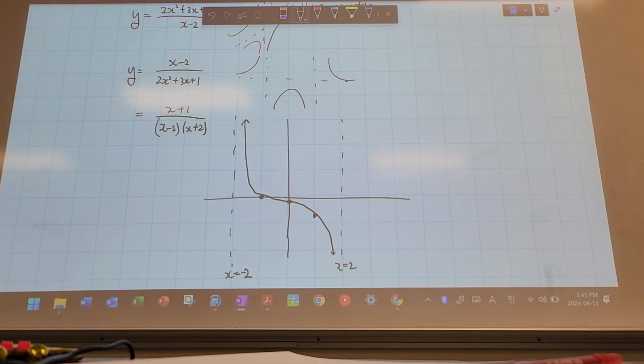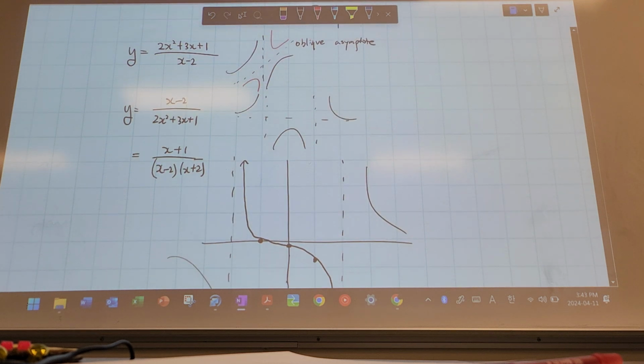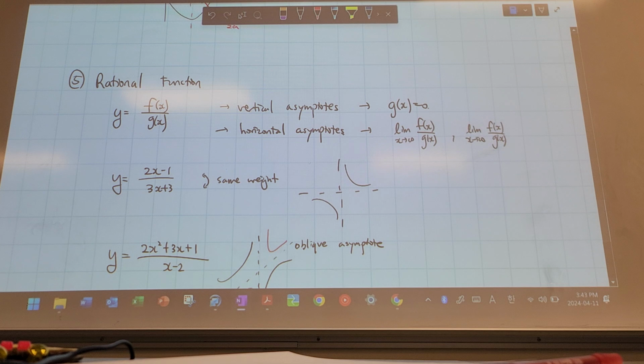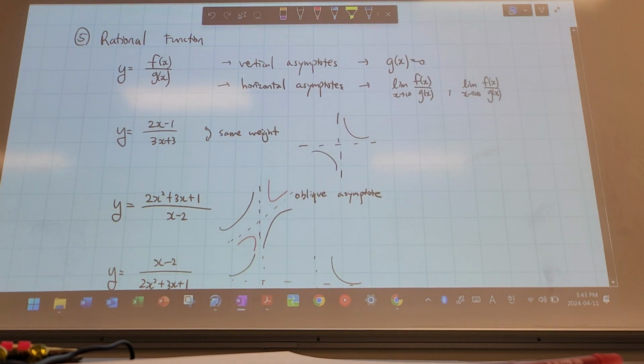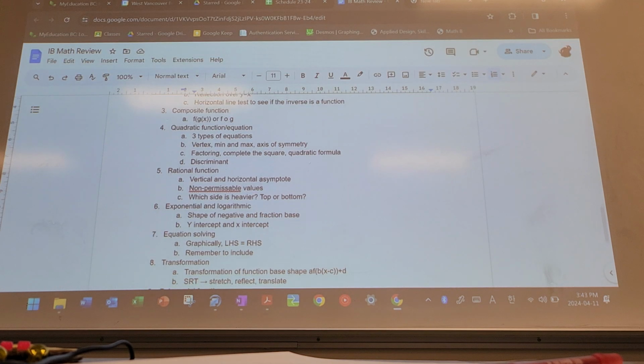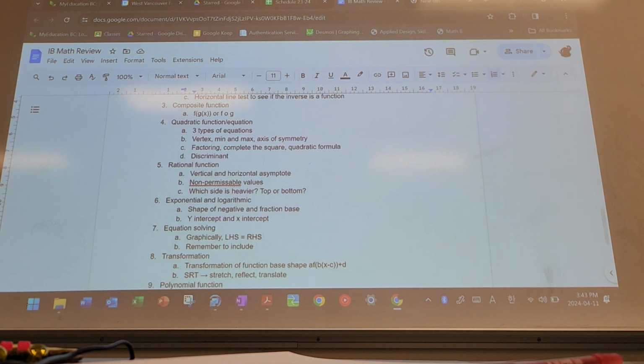So I think it's going to be like this. I'm not too sure, that's my intuition. But these are the characteristics of a rational function. We have a lot of asymptotes. Okay. Any questions about the rational function? Let's see if I've missed anything. Vertical and horizontal asymptote, non-permissible values.